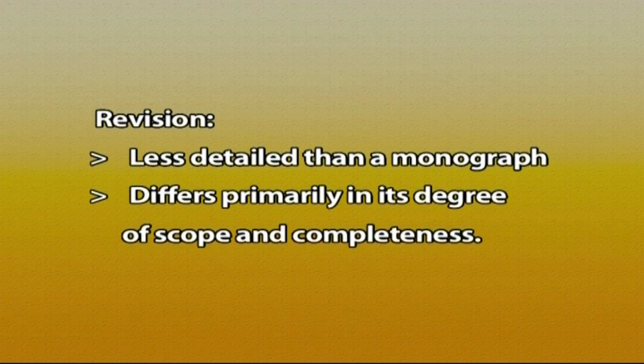What is a revision? A revision is less detailed than a monograph, and it differs from it primarily in its degree of scope and completeness. A revision may treat an entire family or genus, or may account for only a subgroup of a genus restricted to a particular geographical region. It provides a minimum of introductory material and a synoptic literature review. Some classical examples of taxonomic revisions are a revision of Tabernaemontana by Leeuwenberg that was published in the year 1991.